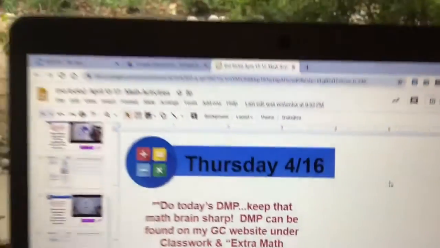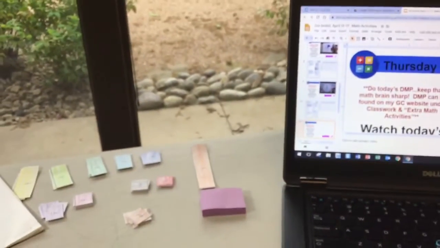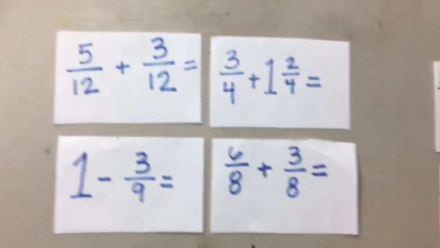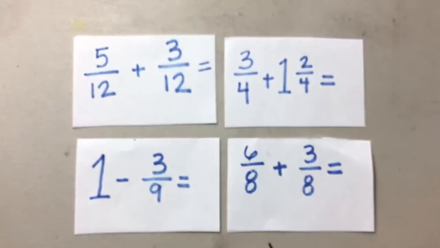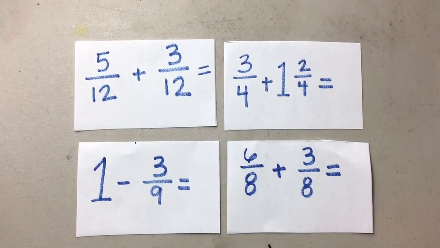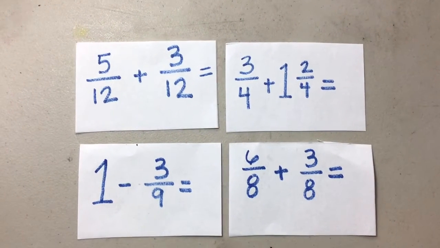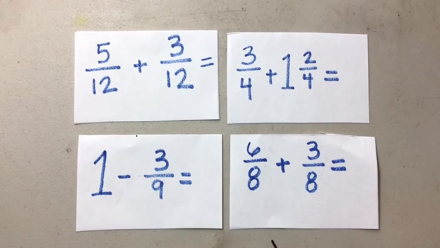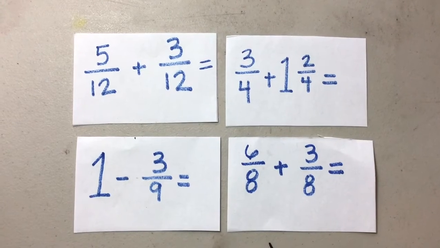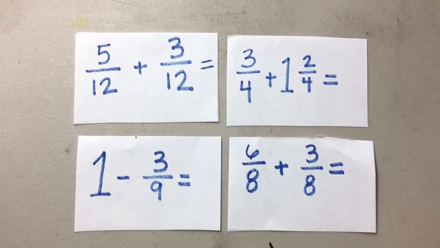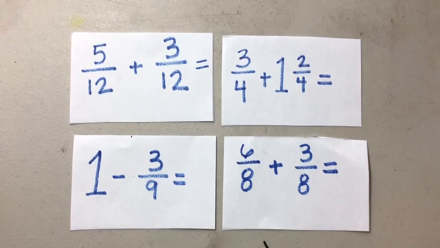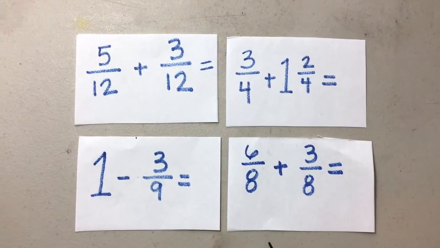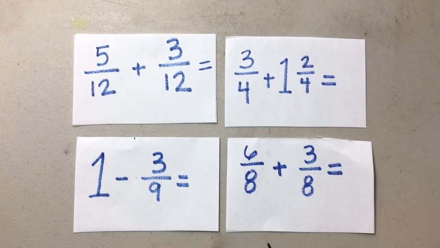All right, so I'm going to start today with a little challenge. I have some fractions that I would like for you to solve. We have 5/12 plus 3/12. Underneath it, you have 1 whole minus 3/9. So think about what fraction 1 whole would be. Then 3/4 plus 1 2/4, and 6/8 plus 3/8. Pause it for just a moment and see if you can figure those out.